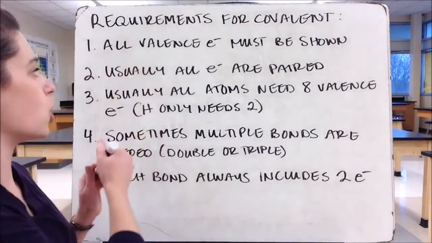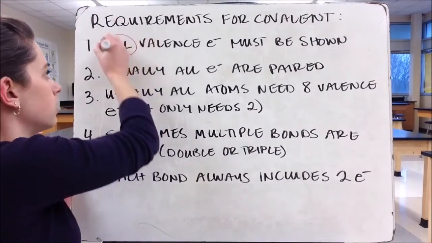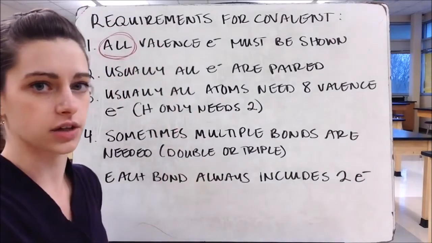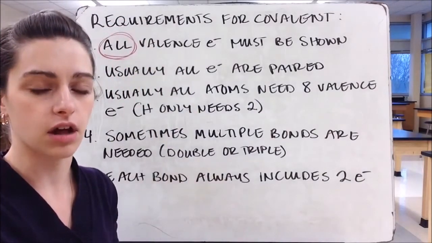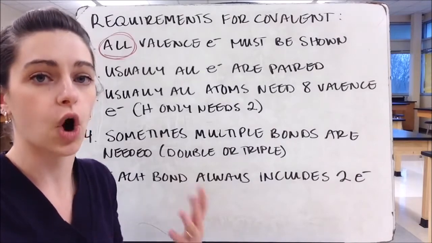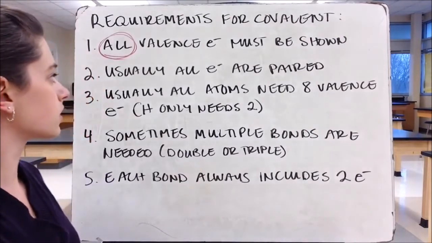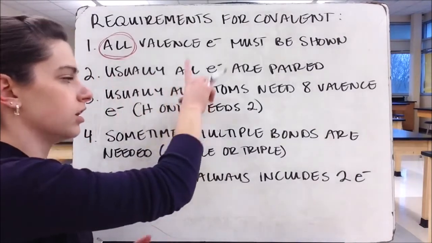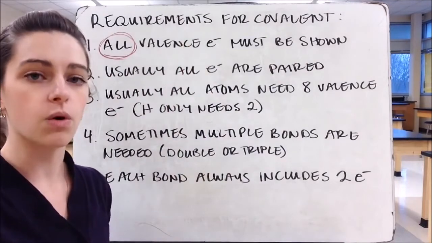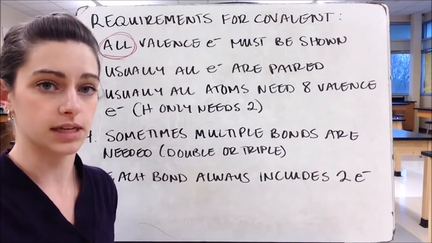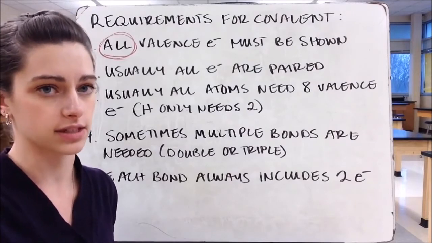First of all, we have to show all of the valence electrons. For all of the elements, all of the atoms in a compound, we have to show all of their valence electrons. Usually, all of the electrons are paired. More often than not, electrons are going to be in pairs. You will rarely have a single electron.